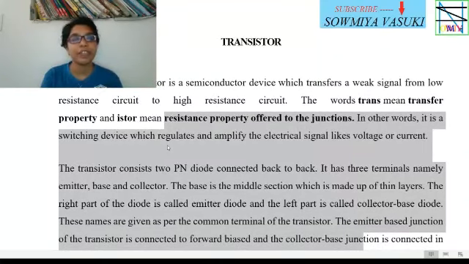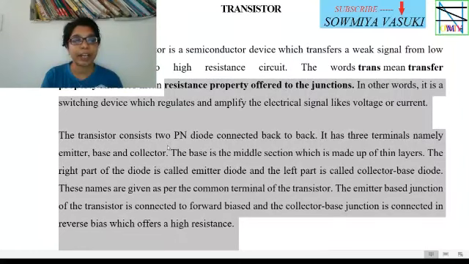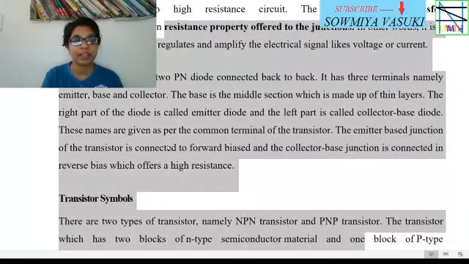The emitter base junction of the transistor is connected in forward bias and the collector base junction is connected in reverse bias, which offers a high resistance.